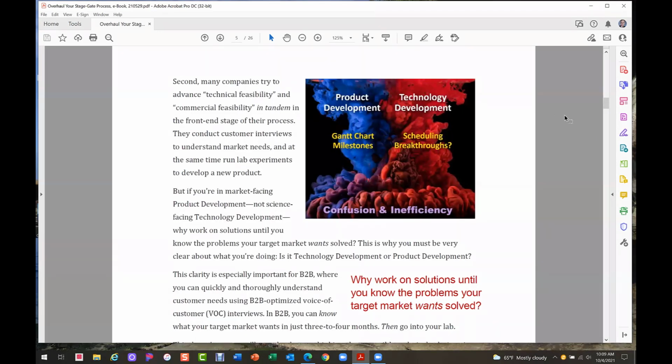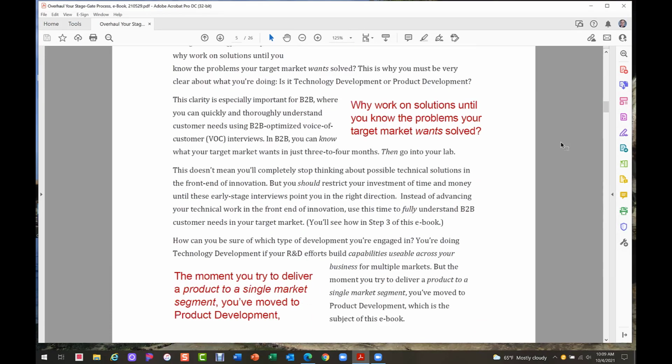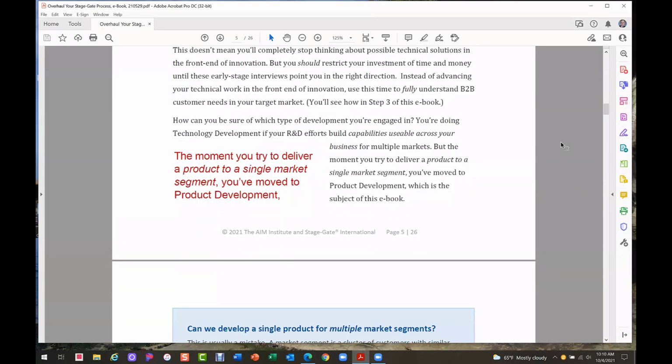Now, here's the thing. If we're doing technology development, that's not market facing. It's not about a new product. It's about developing technology for my company that later on can be used in different markets, hopefully across multiple markets. And so really, when we're talking about product development, that's the only time we should be talking about a stage gate process. Don't use the stage gate process for technology development.